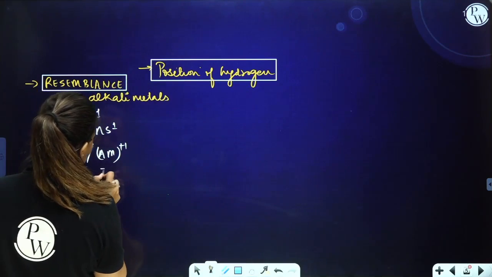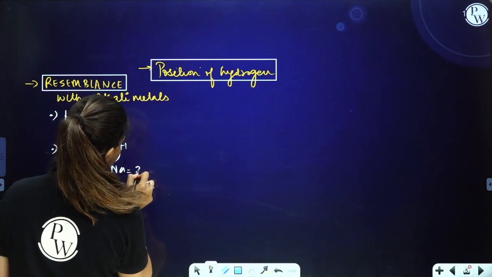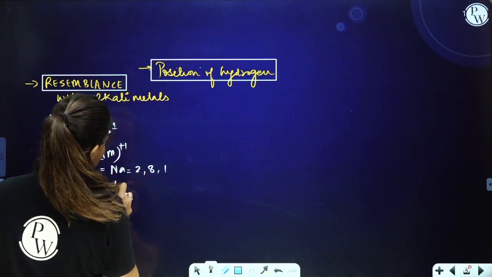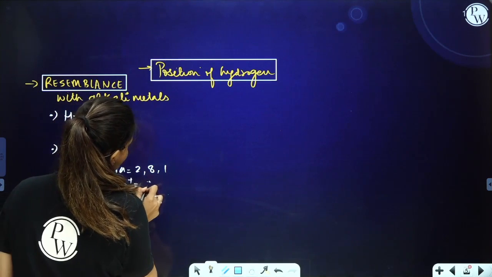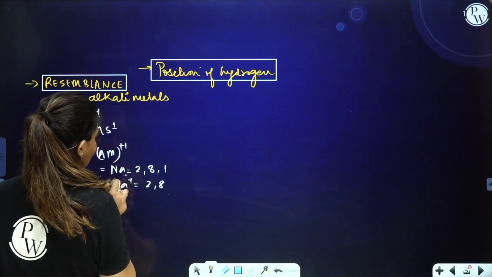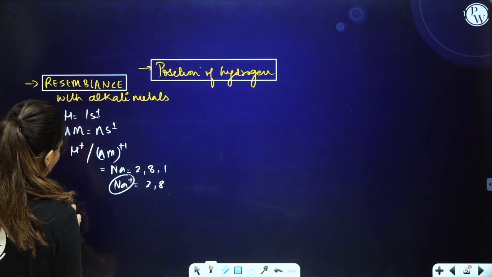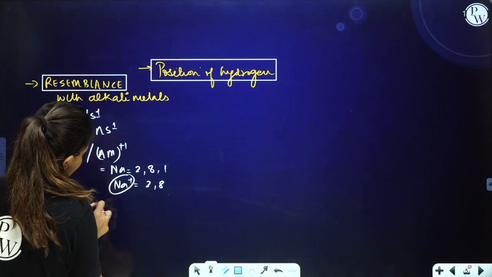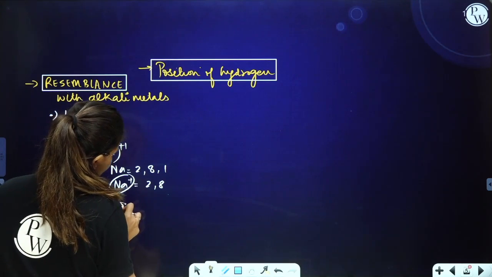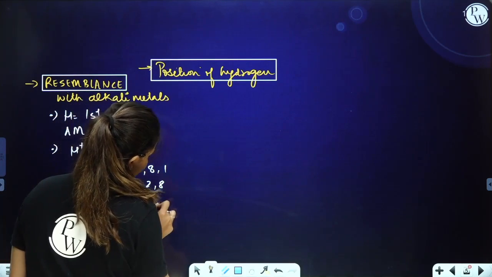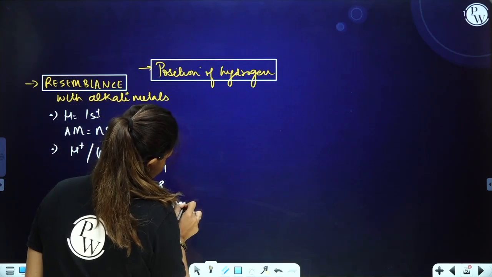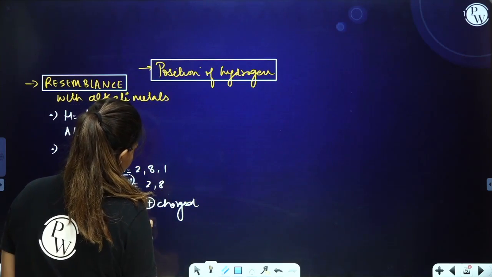Let's say I have sodium, so sodium is 2,8,1 over here. It releases one electron to form 2,8, so it can form a positively charged ion. So I can write over here, both can form a positively charged ion. Okay, so this is the resemblance.